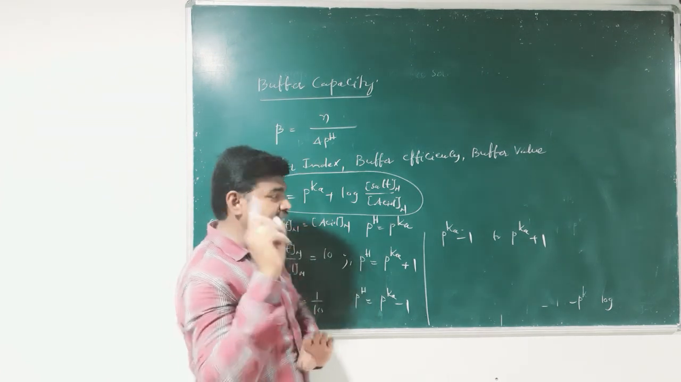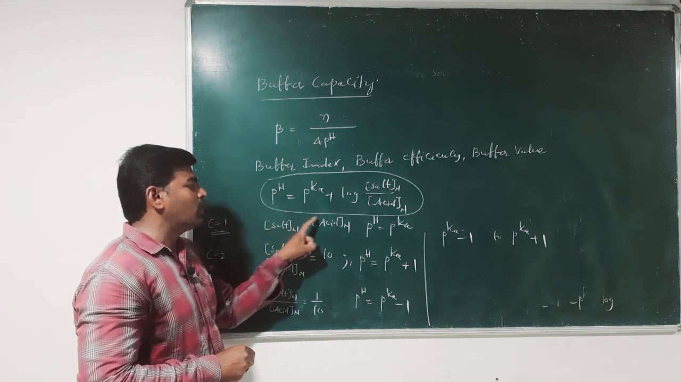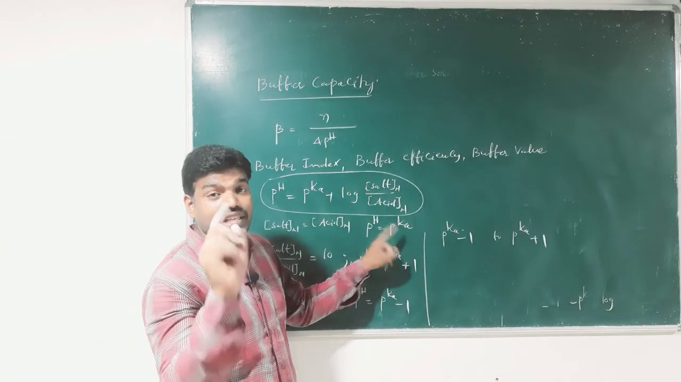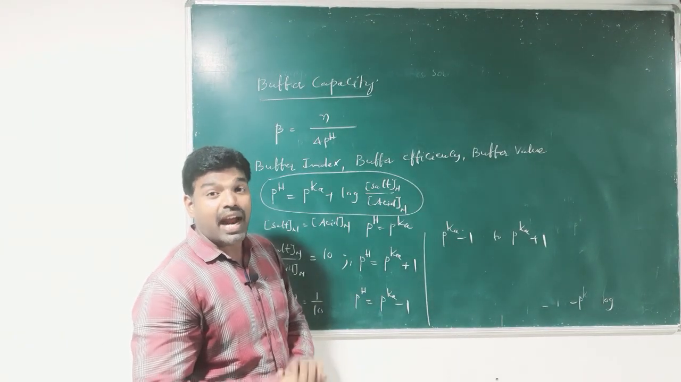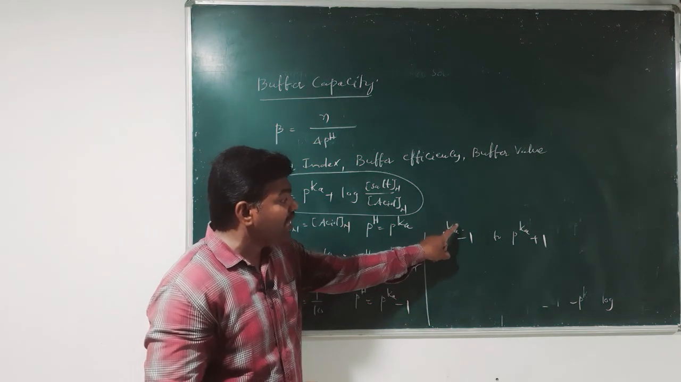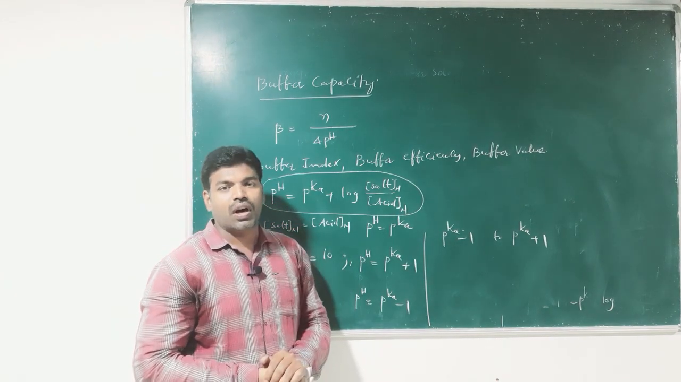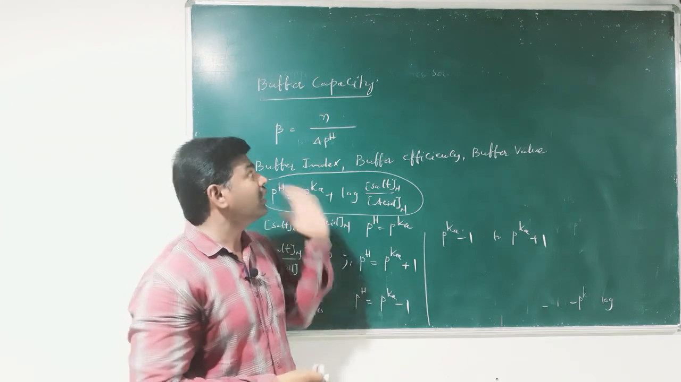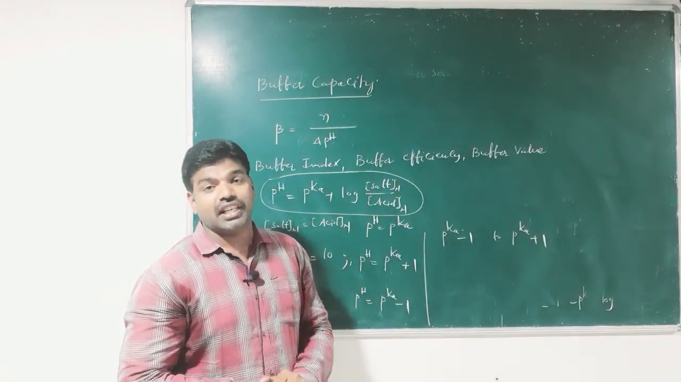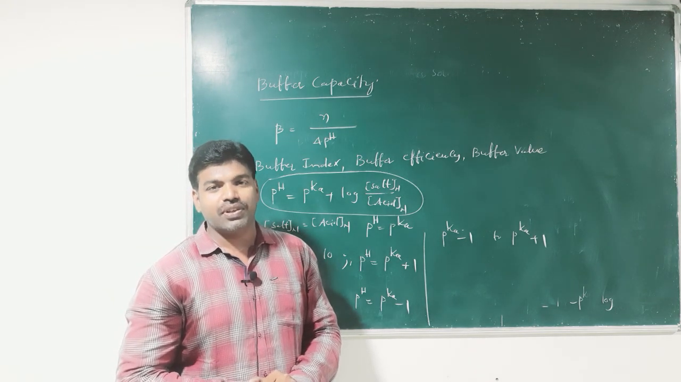And one more thing is that buffer capacity is maximum when concentration of salt is equal to concentration of acid, that is, when pH is equal to pKa. And the buffer works efficiently in the range of pKa minus 1 to pKa plus 1. I hope you all understand the change in pH of buffer solutions and buffer capacity. I shall come up with problems based on buffer solutions in the next videos. Thank you.